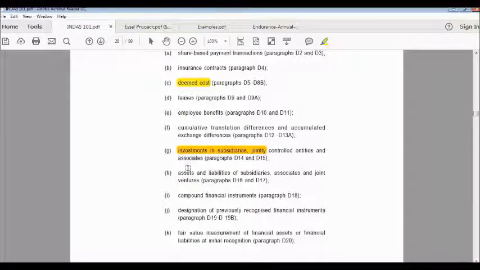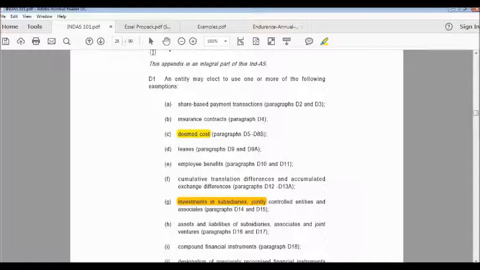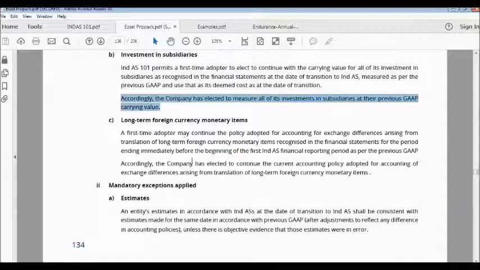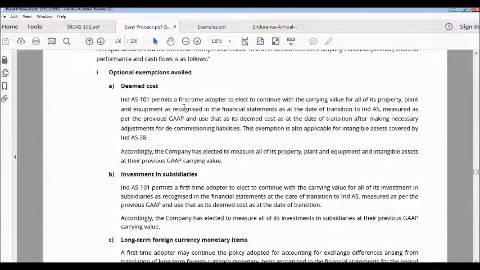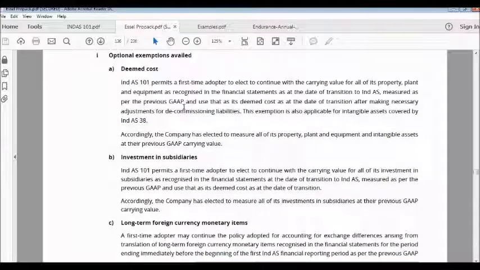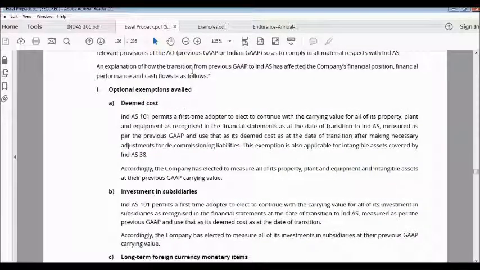There will be some options available in those categories, and the company has elected to continue the current accounting policy adopted for accounting of exchange difference arising from translation of long-term foreign currency monetary items. So the same thing the company is applying. So the company availed three exemptions, and it has disclosed them in the financial statement like this.